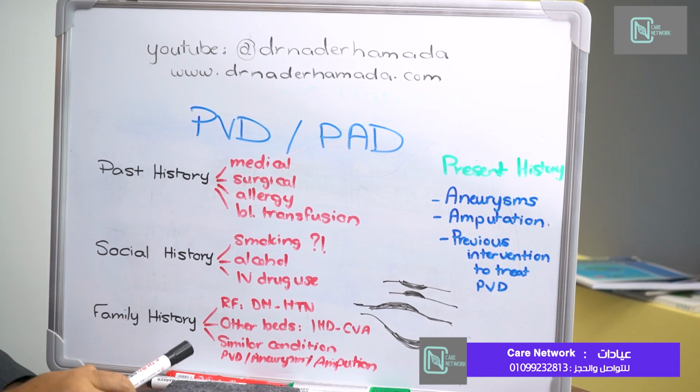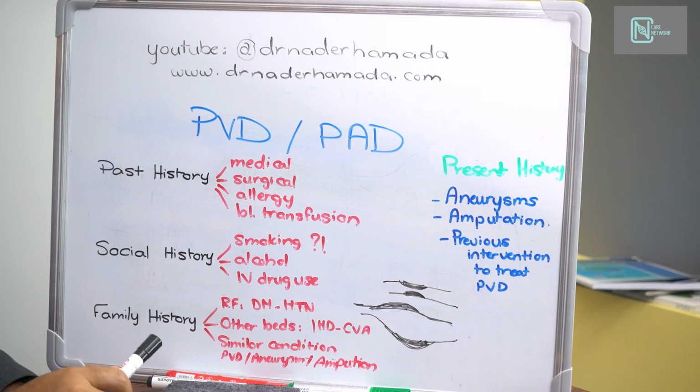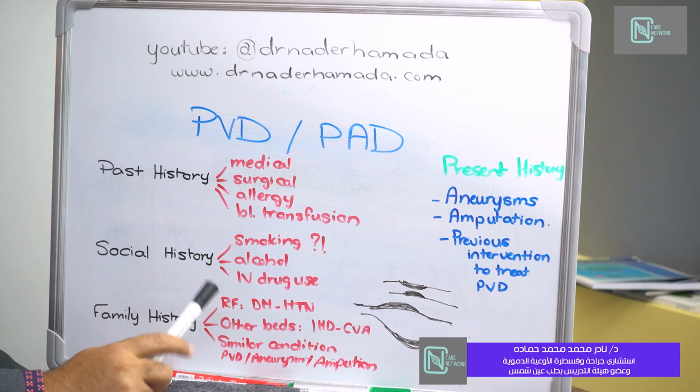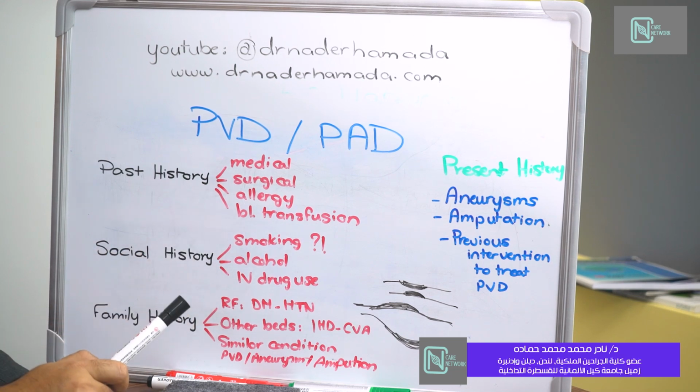Then you have to ask the patient about other medical diseases that he might suffer from and what medication he is taking for them and for how long, and if there is any accompanying complication. Then you will ask the patient about the past surgical history, if the patient has any allergy, and if the patient had a previous blood transfusion and the cause for that.